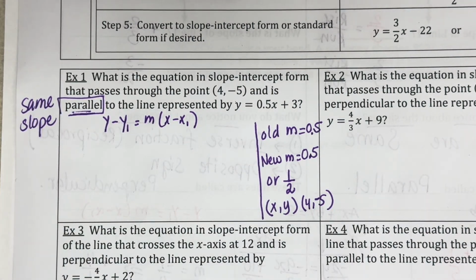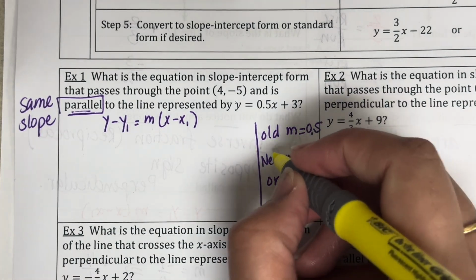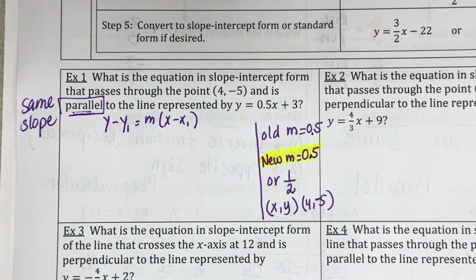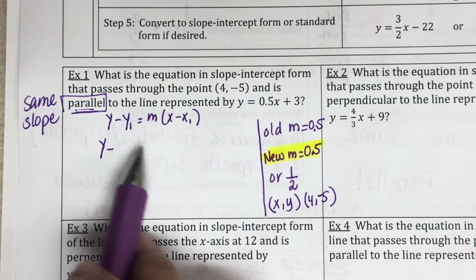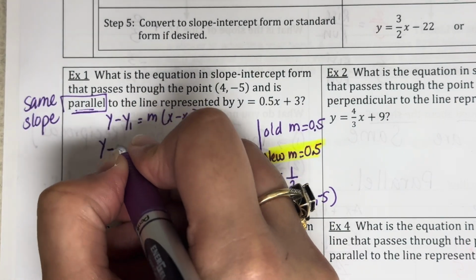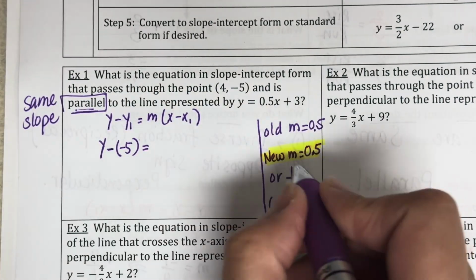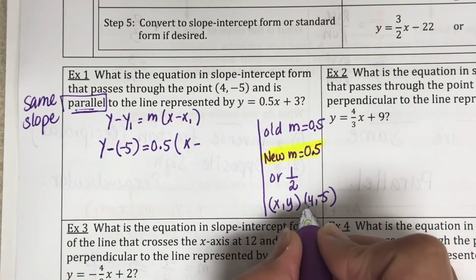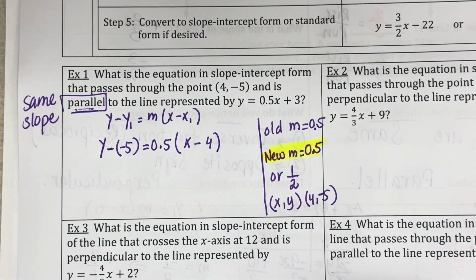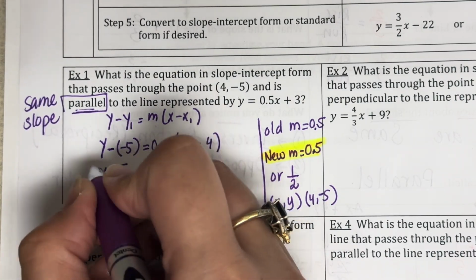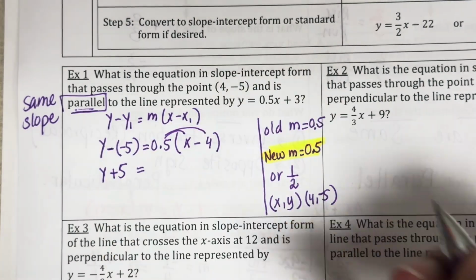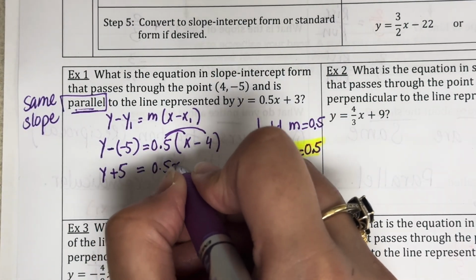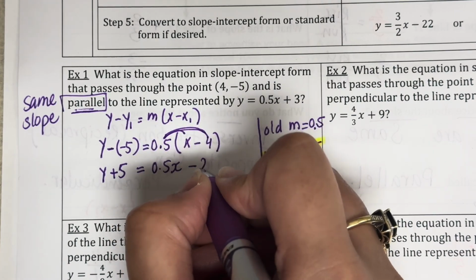I'm going to plug in my new slope because I need the new line equation, not the old, although they're the same in this case, but I need to plug in the new one. And y1 is -5. I'm going to use 0.5 since I have to do some multiplication. x1 is 4. I'm going to simplify this. This becomes y plus 5 equals, and I'm going to distribute that as well. So this becomes 0.5x, and then 0.5 times 4 is 2.